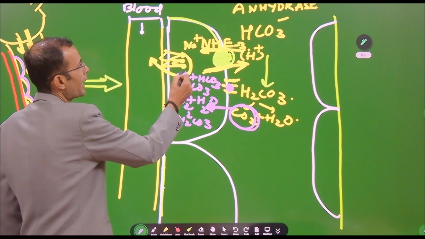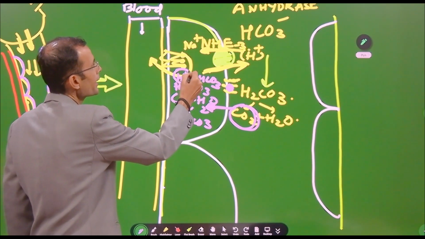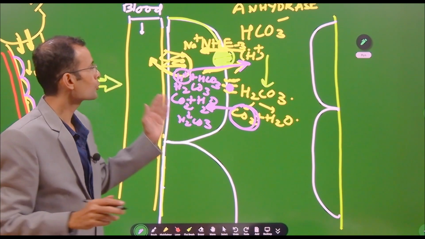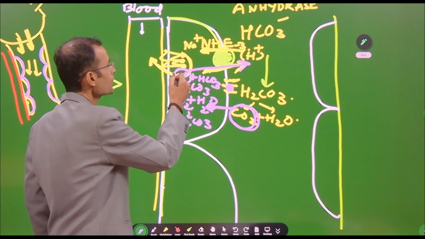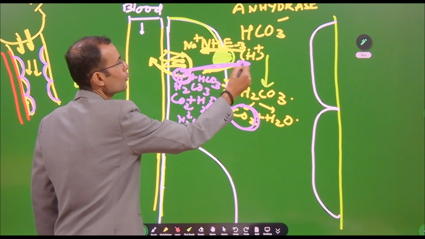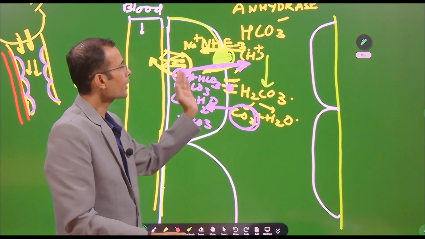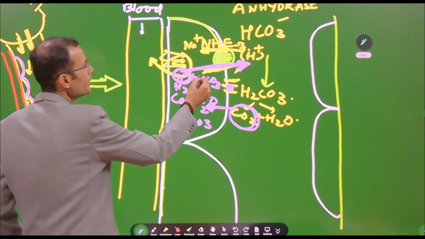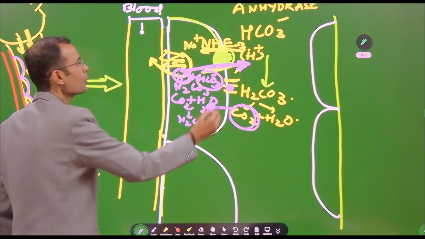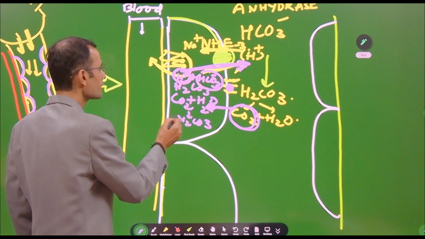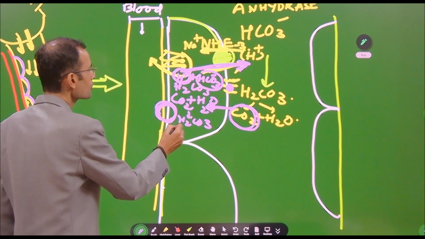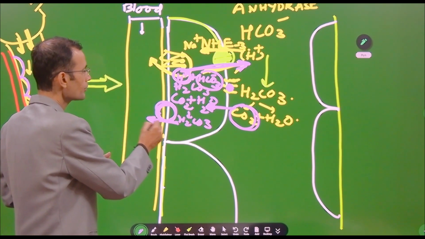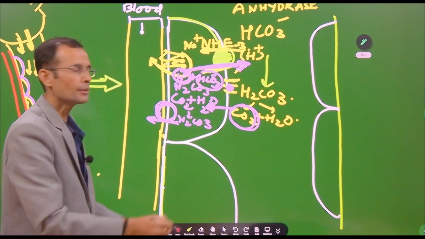Now this H plus is again ready to be exchanged. Remember we talked about the NHE, sodium hydrogen exchanger. So this H plus which is formed inside the cell will now be transported back into the lumen for further bicarbonate reabsorption, and this HCO3 minus, bicarbonate, which is generated inside the cell will be transported independently into the interstitium. So it is moving this side, H plus is going to the other side.